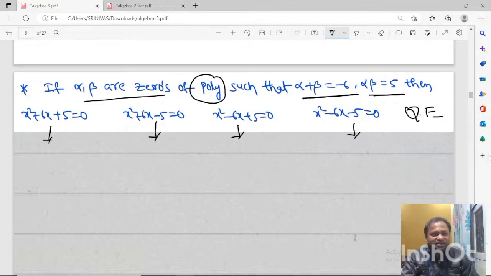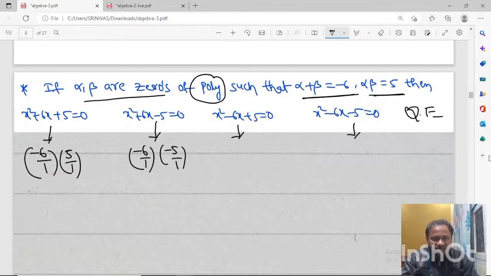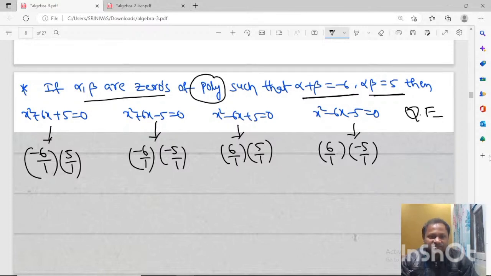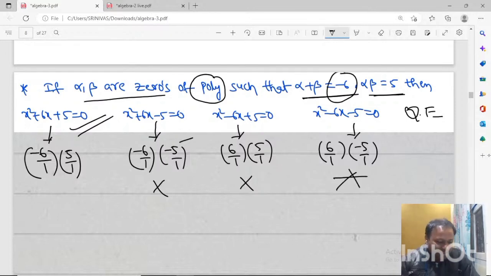Let me check. First one, sum of the roots is minus b by a, minus 6 by 1. Okay. Product of the roots c by a, 5 by 1. Next, here sum of the roots minus 6 by 1. Product of the roots minus 5 by 1. Here sum of the roots plus 6 by 1. Here 5 by 1. Here sum of the roots 6 by 1. Here product of the roots minus 5 by 1. So the first option is the correct answer. Option A. Not option B because minus 5 is there. Not option C because 6 and 5 are there, here I need minus. So this is also not. Okay. The answer is this one.